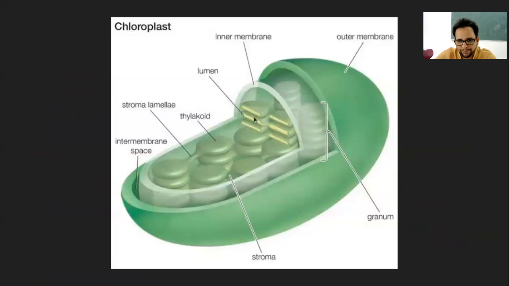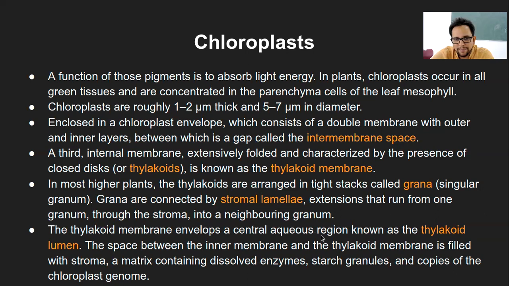So again, if we look at this part, this individual disc is the thylakoid. All of these discs are individually thylakoids, and one whole bunch, the whole bunch that is being shown on the side, that is a granum, that is singular, and all of these, when they are in a bunch, will be called grana. Grana are connected by the stromal lamellae.